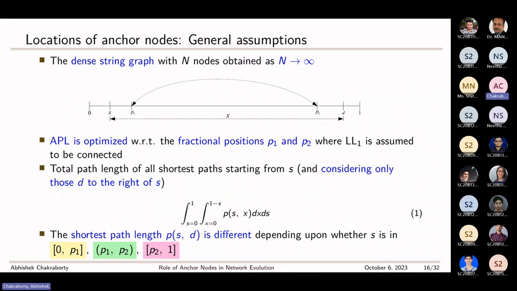S is varying from 0 to 1. So S is situated in one of these three segments: 0 to P1, P1 to P2, or P2 to 1. Based on that, D's location will vary. For example, if S is between 0 and P1, then D's location can also be in any of these three segments: 0 to P1, P1 to P2, P2 to 1. But if S goes into the third segment, that is P2 to 1, then D cannot be between 0 and P1 or P1 and P2, as per our assumption. It is just for simplifying the calculation, that's all.